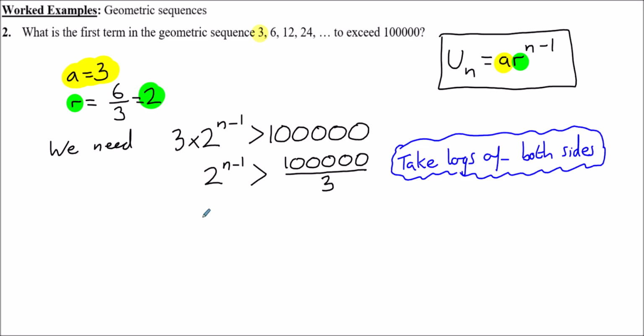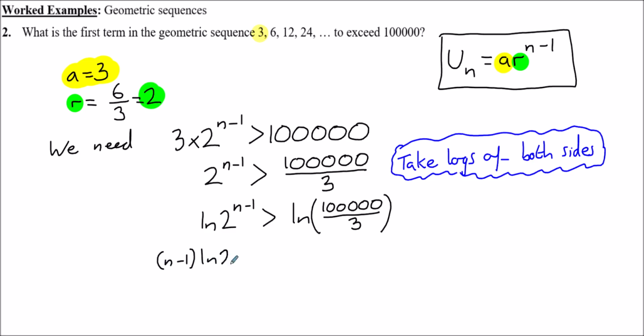So, next step. So ln, take natural logs, or any log to any base, but ln is a button on your calculator. That's why I'm suggesting it. ln of 2 to the n minus 1 has to be just greater than ln of 100,000 divided by 3. This power can now be brought to the front. So n minus 1 lots of ln2 has to be greater than the natural log of 100,000 over 3.